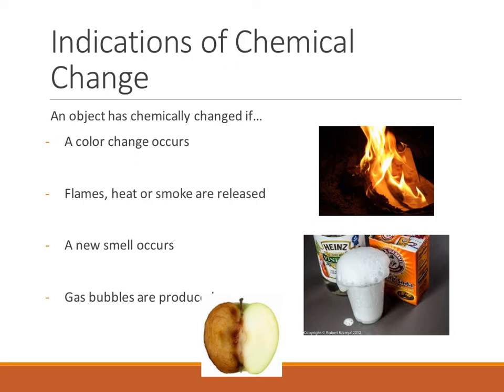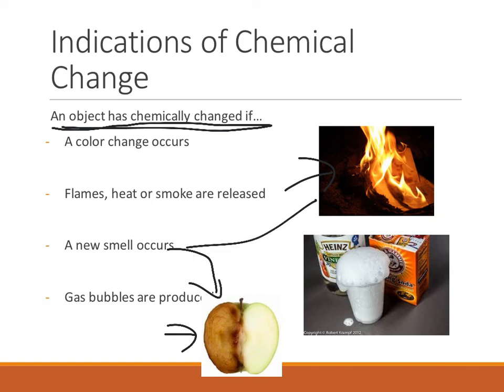Now it's important that we understand this as we move forward in chemistry. We need to know the difference between a physical change and a chemical change. So how can we know the difference? Well, here's the deal. An object changes chemically if any of the four things below happens. Color change, like this apple. We have flames or heat or smoke. We have a new smell, like maybe this apple or the fire there. Or we have gas bubbles being produced. All of those are examples of new substances occurring and chemical change.